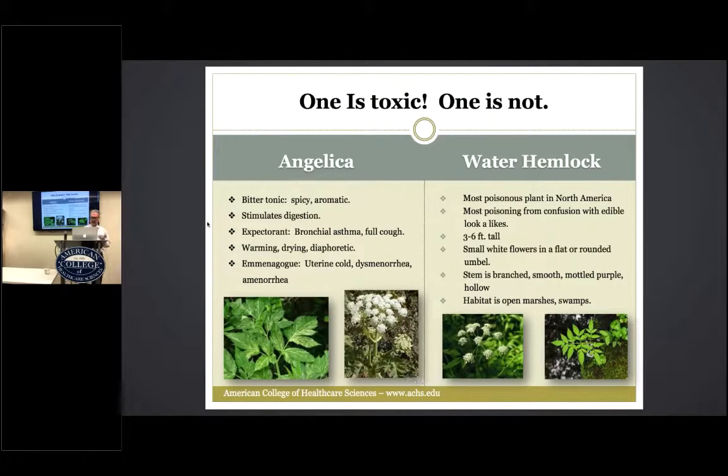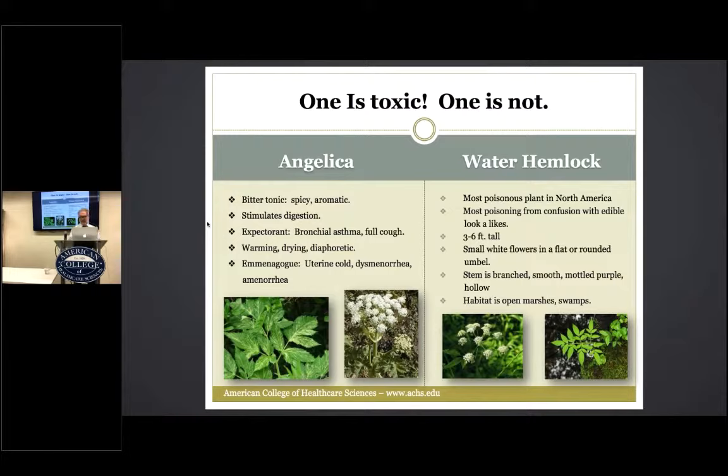Okay, Angelica. This is another look-alike. There's Angelica archangelica, which is a tonic. It's spicy, aromatic, stimulates the digestion. It's a very useful herb, and it looks an awful lot like poison hemlock and water hemlock, which are the two most toxic plants in North America. I find it really disturbing that in the same place where I took the pictures of the tansy, there's an awful lot of poison hemlock. This is in a public park.